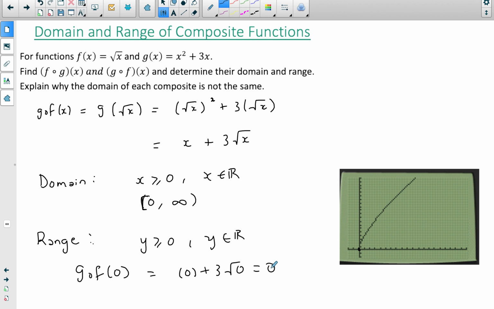And then you can test out more numbers. The higher the value you put in, the more your range increases. And so you're going to end up with just values increasing. So your range is going to be y bigger than or equal to 0.